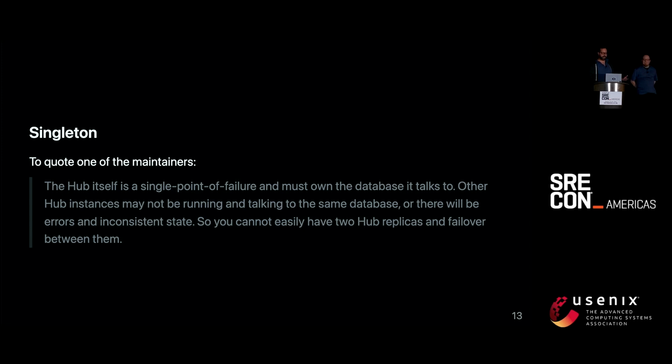So instead of relying on etcd as the source of truth, the Jupyter Hub's central hub component maintains its own database. David alluded to that with the EBS volume. To quote one of the maintainers, the hub itself is a single point of failure and must own the database it talks to. Other hub instances may not be running and talking to the same database, or there will be errors and inconsistent state. So you cannot easily have two hub replicas and failover between them. It's the kind of thing that gives SREs nightmares. If the hub crashes or is evicted itself, the service goes down for minutes at a time.